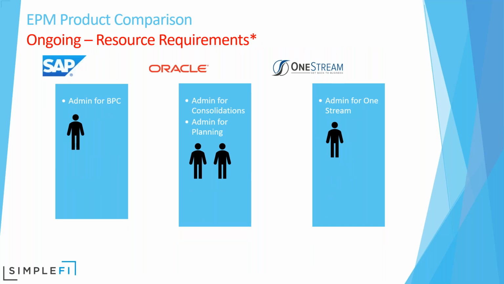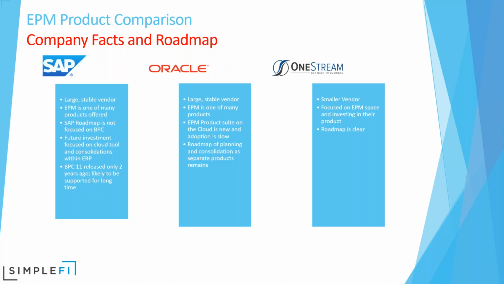And then from ongoing resource requirements, this is, again, admins. You typically have one admin. If you were to use OneStream or Oracle, you might have one admin for consolidations, one admin for planning. The reality is you probably have an admin and a backup, but the point is that from a total cost of ownership perspective, you will have to staff more individuals using the Oracle solution than the others.